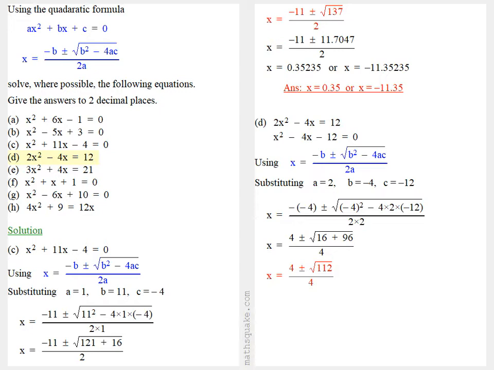Now we could leave that as our answer, but if we use a calculator, we can say x is equal to 4 plus or minus 10.583 all over 4, which gives us x equals 3.64575, or x equals minus 1.64575, which means x is equal to 3.65, or x is equal to minus 1.65.